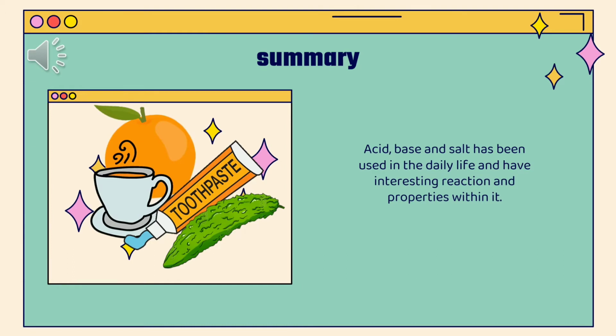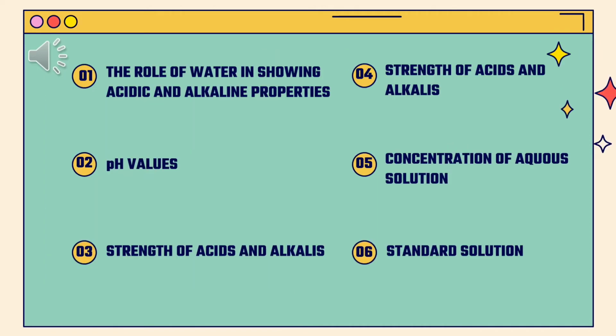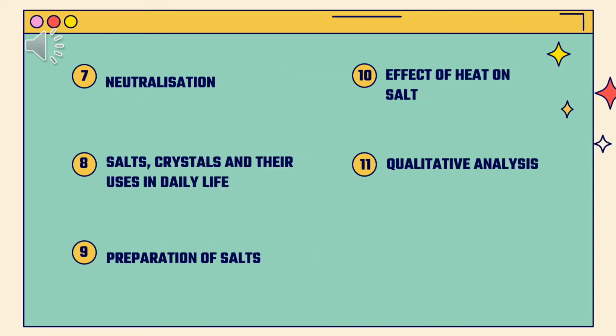Acid, base, and salt are used in daily life and have interesting reactions and properties. In this chapter, students will learn more about acid, alkali, and also the salt. Without further ado, let's get to it. These are the subtopics of Chapter 6 and we will go through all of it.